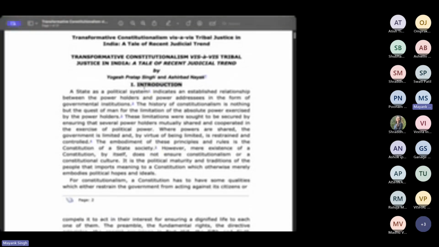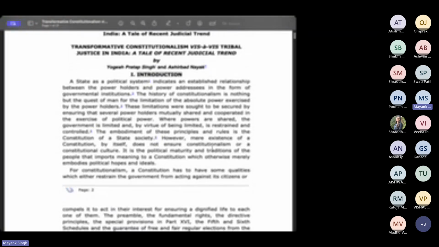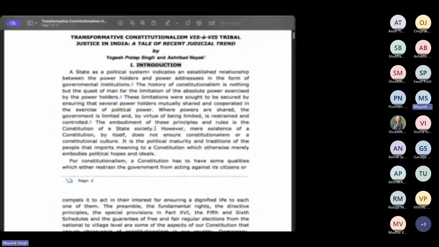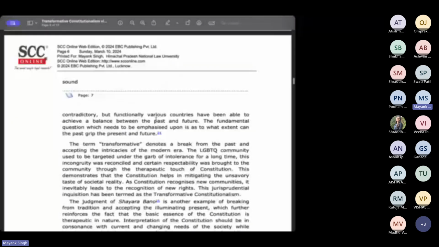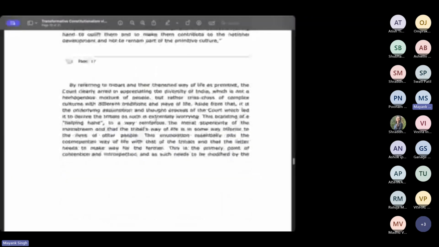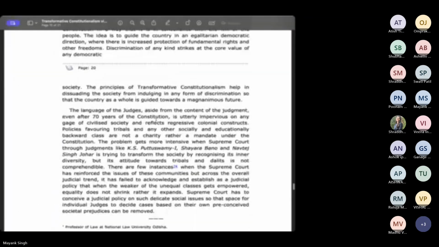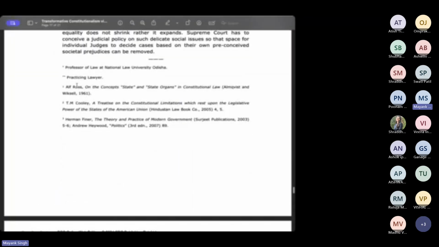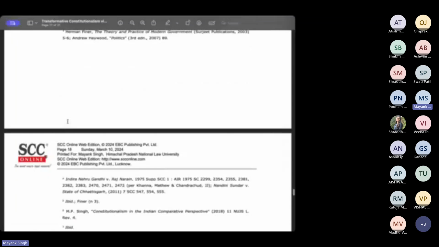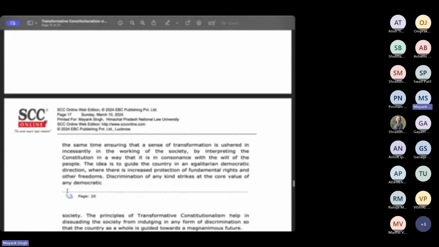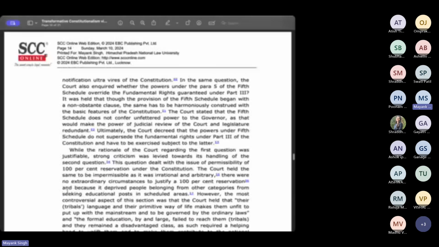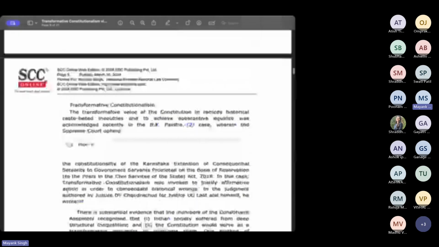He has written the introduction. They have not used footnotes in this case; they have used endnotes, because SCC follows only endnotes. I'll show you: after the end of the paper, they have written all the endnotes, like 1, 2, 3, 4, 5, 6, 7, 8. That same material you can write in footnotes. That is more authoritative, and it will be easy for readers to get insight and cross-reference your paper.